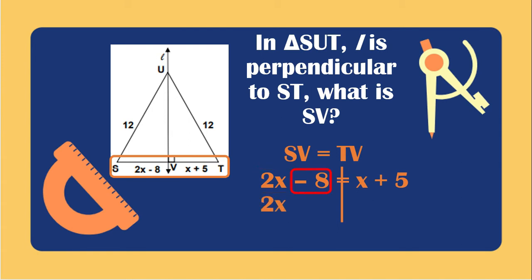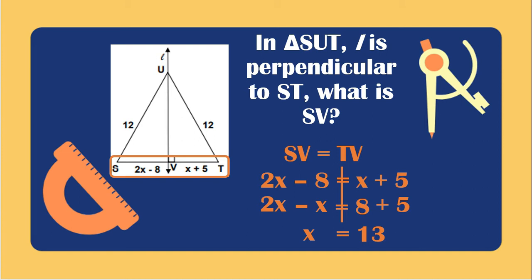How about negative 8? We need to transpose negative 8 to the right side, so it will become positive 8. How about x? x needs to be transposed to the left side, so from positive, it will become negative x. And then the last one, positive 5, is in the correct position, so we will just copy. Next, we will combine like terms. 2x minus x is x, and then 8 plus 5 is 13. So the value of x here is 13.